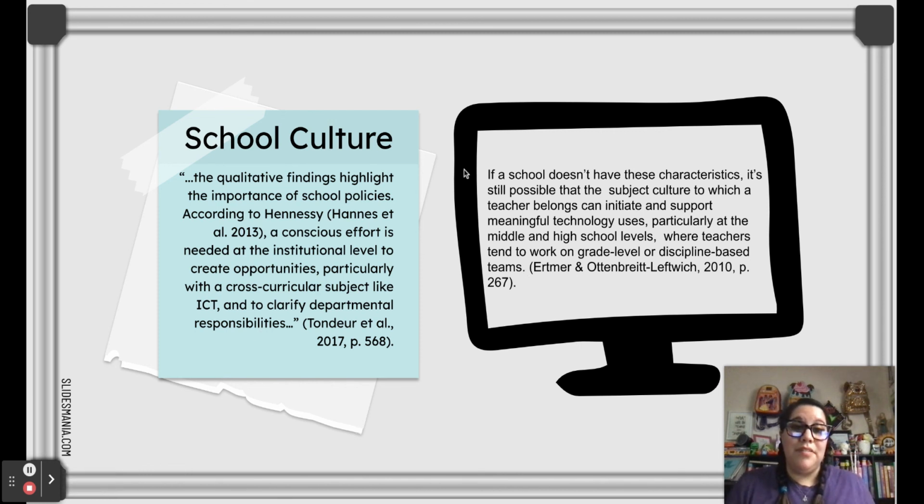And if a school doesn't have these characteristics, it's still possible that the subject culture to which a teacher belongs can initiate and support meaningful technology uses, particularly at the middle school and high school levels where teachers tend to work on grade-level or discipline-based teams. So, if they're not part of a toxic culture, if they're part of a specific team, they could still be willing to try new things. It just is going to be a little harder for them.